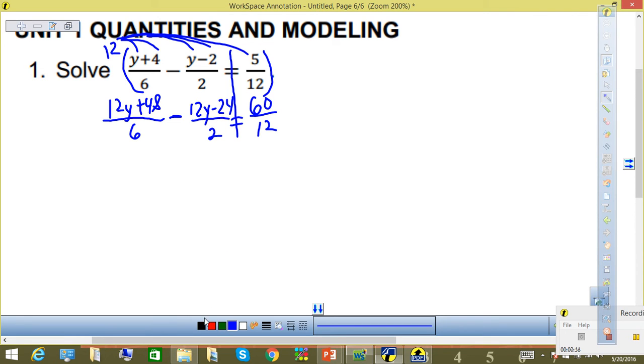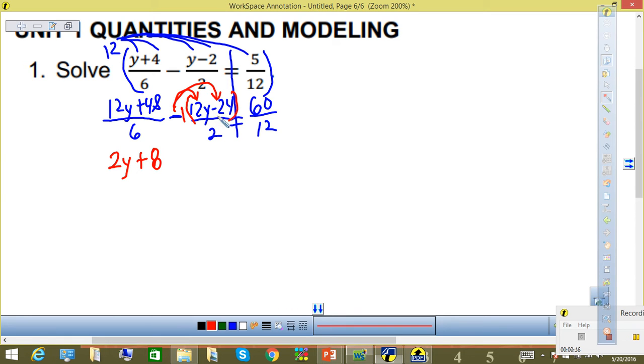Let's simplify. 12y divided by 6, that's 2y, plus 48 divided by 6, that's 8. Now, this one, make sure that you remember, notice here we have 2 terms here, and there's a negative in front of it. Do you guys see that? Remember to put a little 1 here, so you remember to distribute the negative 1 into each term before you simplify. So this became what? Negative 12y. Is that correct? And this becomes positive 24.